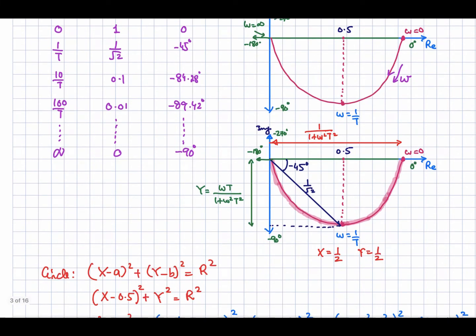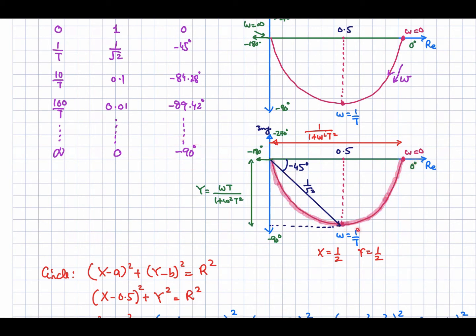So you can sketch the polar plot. It will start from this position, and as you increase the frequency, it is going to take this path, and finally it is going to end at 0. So this is starting from 0 degree phase, right? And finally it is minus 90 degrees. So this is the minus 90 degree over here, right?